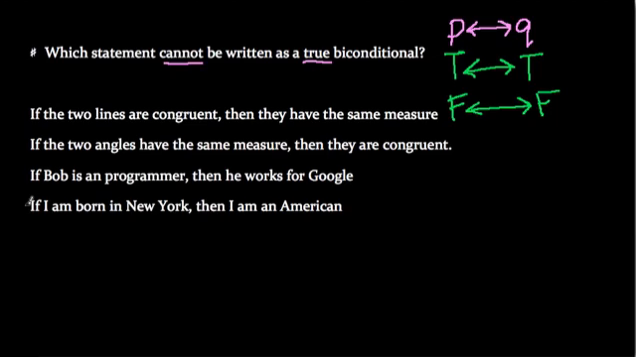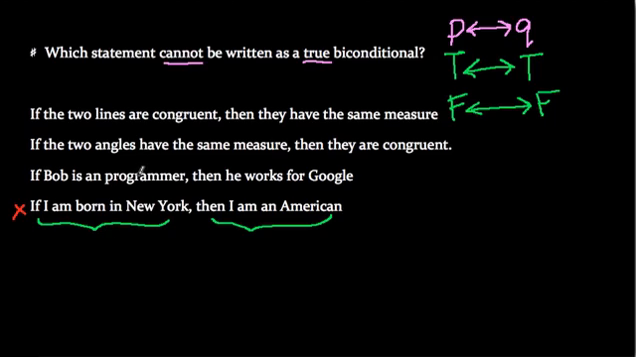For example, we'll jump here to the last one. If I am born in New York, then I am an American. Well, that could be true, right? If you're born in New York, then you could be an American. But does it guarantee it? No. If you are an American, does that automatically mean you were born in New York? No, it doesn't. So it doesn't read both ways, right? So that's not a true biconditional. It doesn't work both ways.